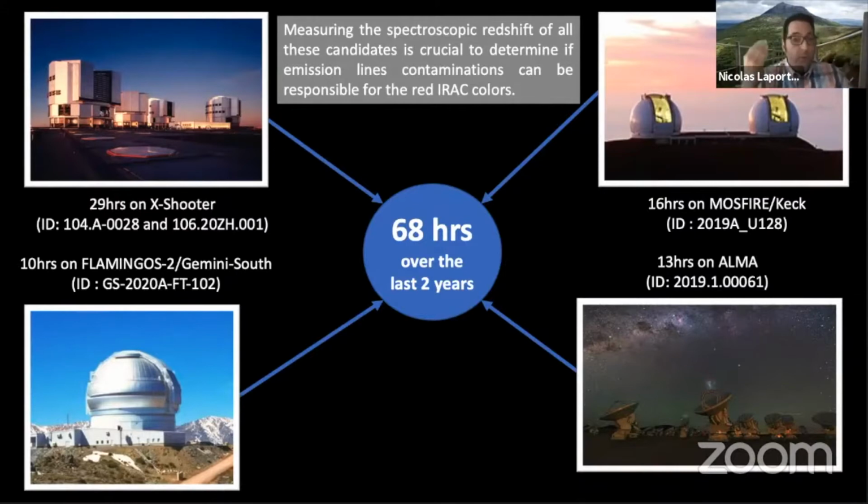Why do we need to do some spectroscopic follow-up? Because we want to measure precisely the redshift of our galaxies. Because if the redshift is below 9, then it would be complicated to claim that the break we see is due to the continuum and not to contamination by emission lines. So we combine data from the VLT, from Keck MOSFIRE, from Gemini, and from ALMA. And I'm going now to show you the results.